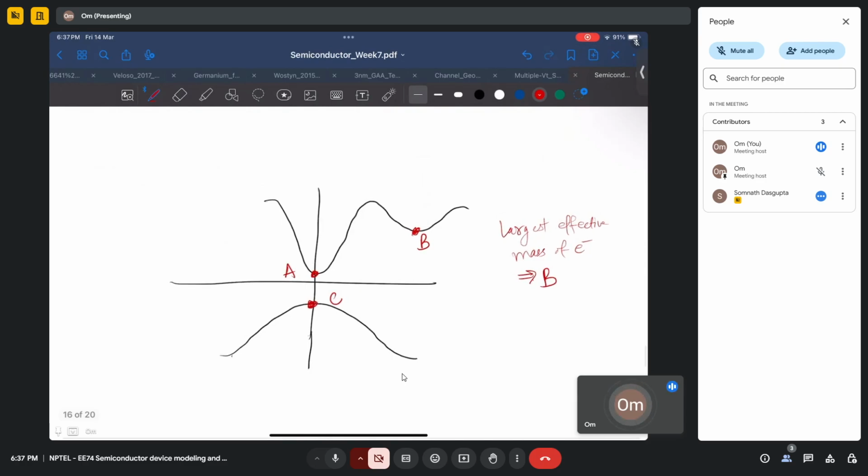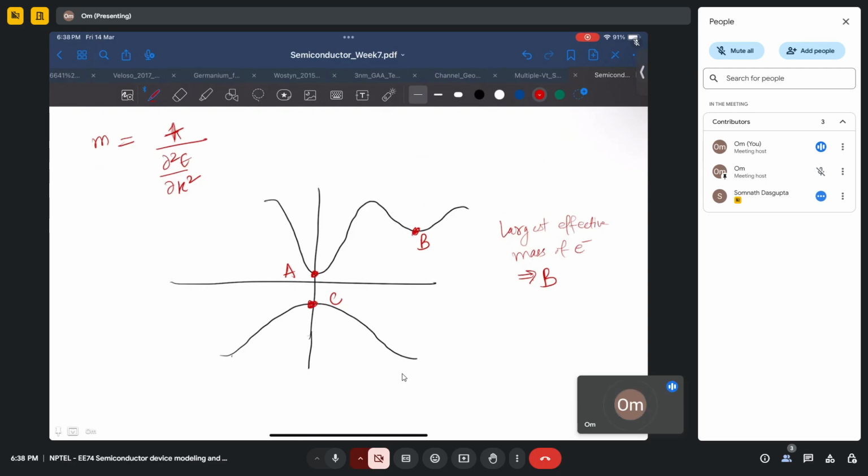Okay. So what is effective mass? It is h cross by del 2E by del K square. So it is like the rate of change of slope.